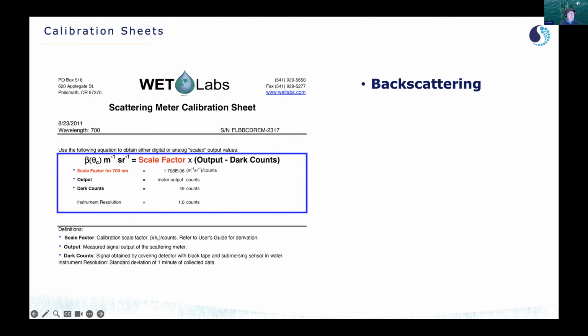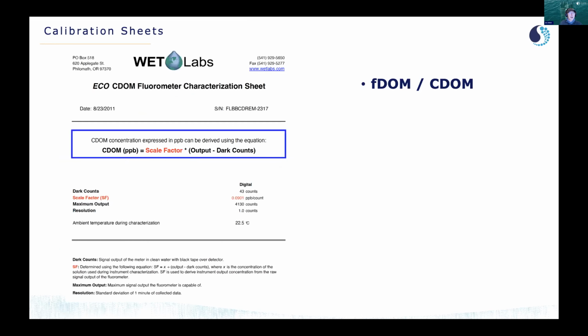Backscattering, if you remember, this is scattering at one angle. We have that second equation, which gives us total backscattering, but we take the scale factor and multiply it again by the output minus the dark counts. Same principle, even though it's a very different measurement, right? It's not fluorescence, we're talking about scattering. And notice this linear relationship. It's true in chlorophyll, it's true in backscattering, and it's true in CDOM.